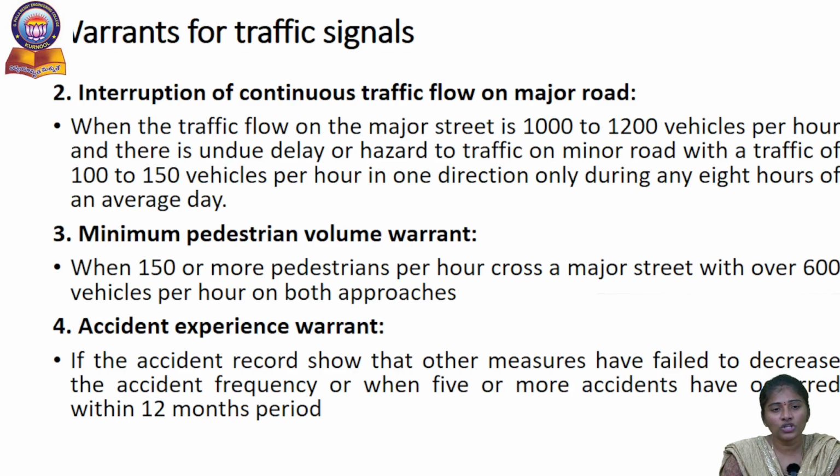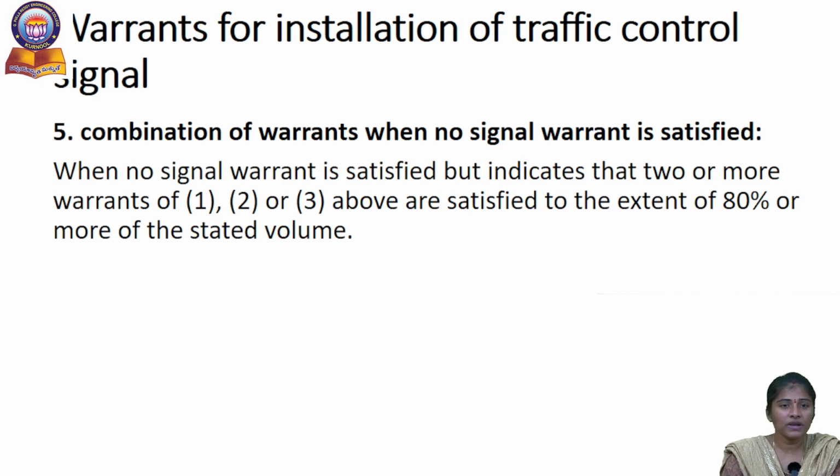Next, the fourth warrant is accident experience warrant. If the accident record at that particular location shows that other measures have failed to decrease the accident frequency, or when 5 or more accidents have occurred within a period of 12 months, then we go for providing traffic signals in that case. Then, combination of warrants.